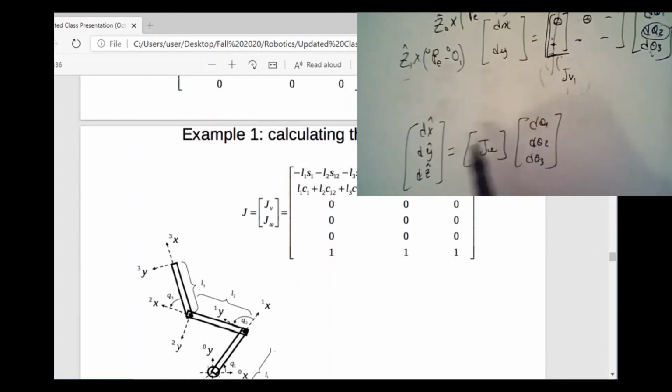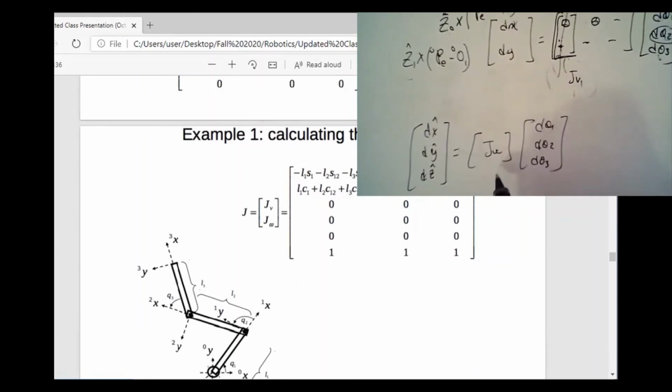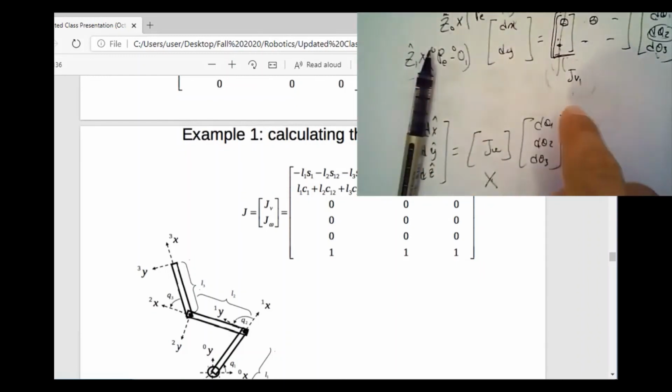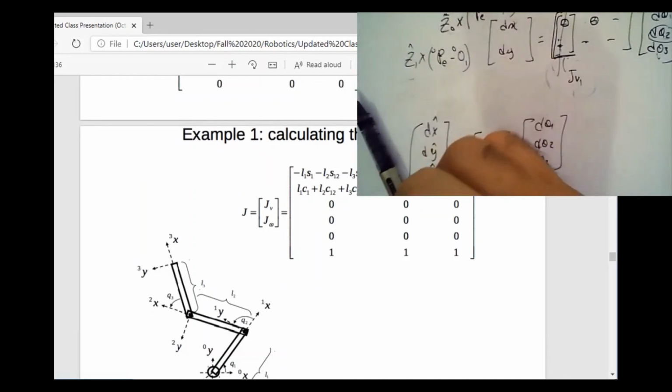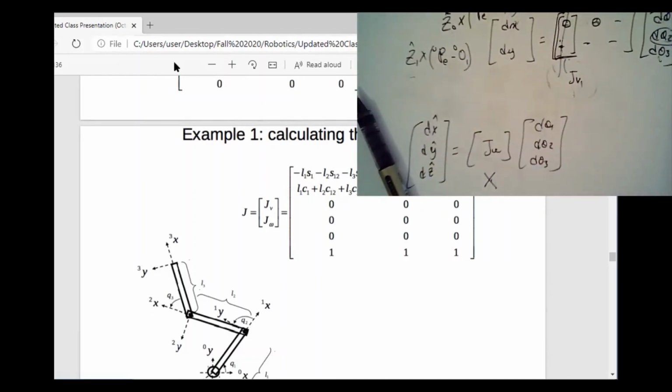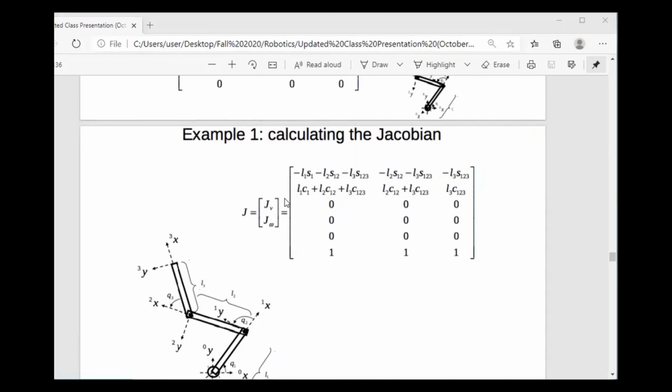Okay, so this is our Jω, and it's not included in our course, but I'll tell you, it basically simply means by how much you are rotating about the x. So as a result of varying these, how much the whole robot is rotating in the x direction. This is not really included in our case, and you don't need to be concerned with it. You just need to be concerned with the linear components of the Jacobian, which is the first thing.